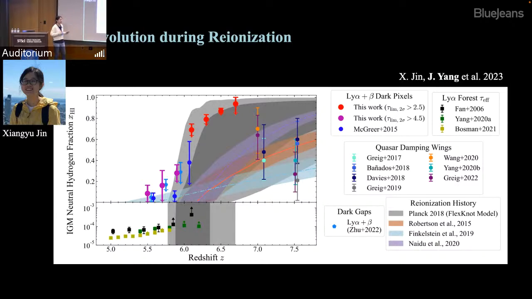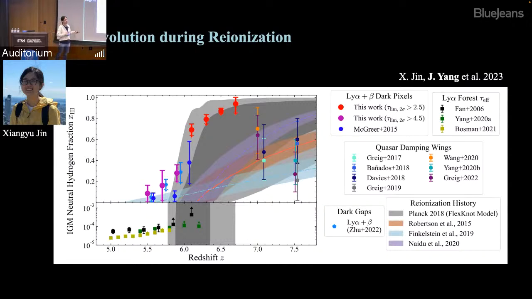This work is led by a graduate student in our group, Jinyi. So we just got this result here. That is so far the only constraint from quasars at this redshift. To higher redshift, we just get the quasar damping wing estimate. However, we can see the large error bar.